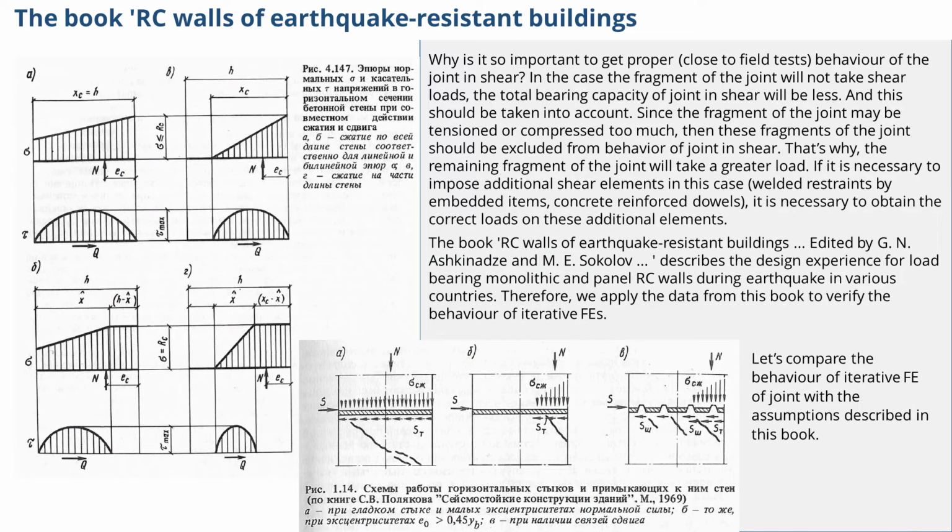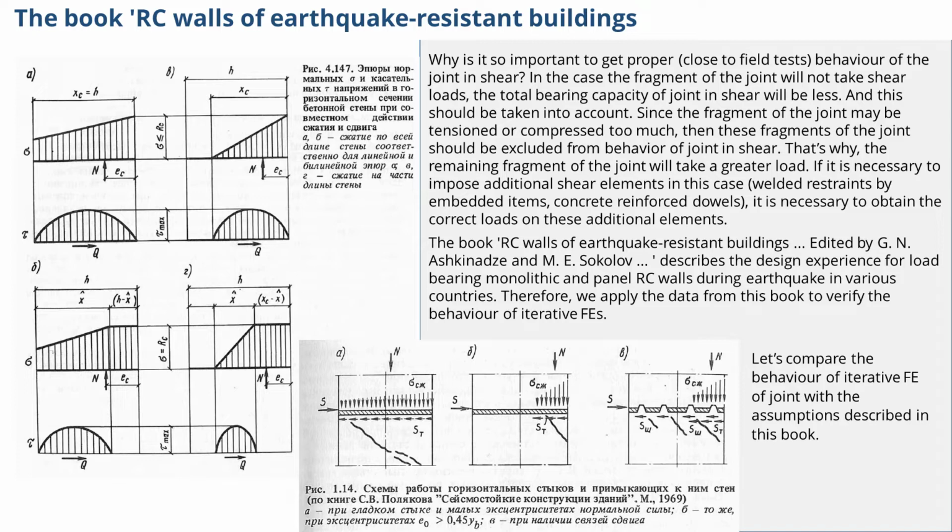Why is it so important to get proper behavior of the joint in shear? In case a fragment of the joint will not take shear loads, the total bearing capacity of the joint in shear will be less. And this should be taken into account. Since a fragment of the joint may be tensioned or compressed too much, these fragments should be excluded from behavior of joint in shear. That's why the remaining fragment of the joint will take a greater load.